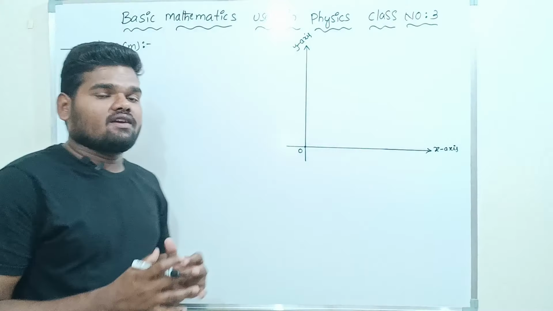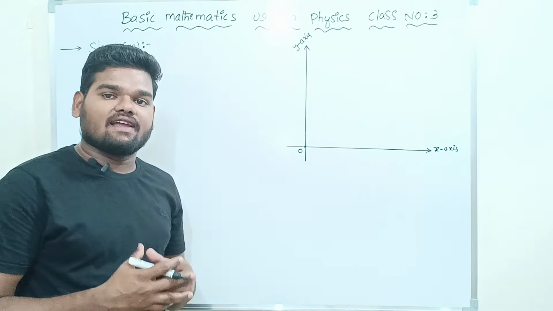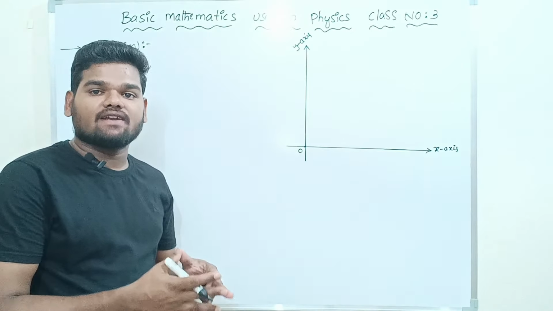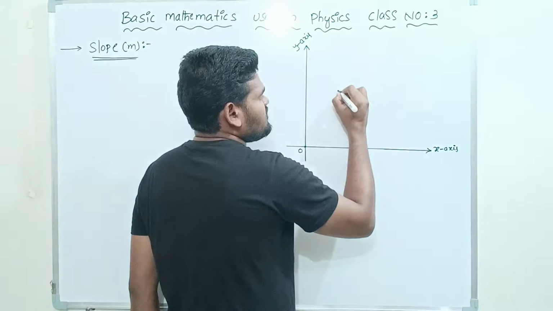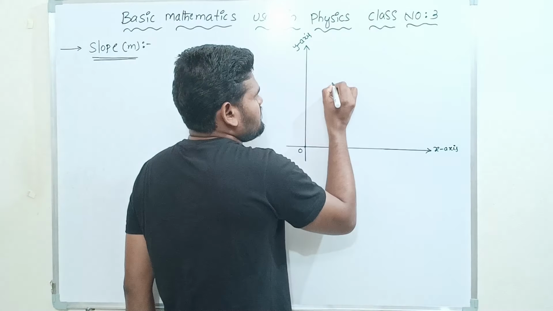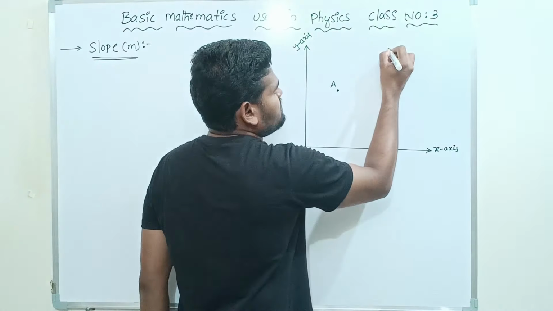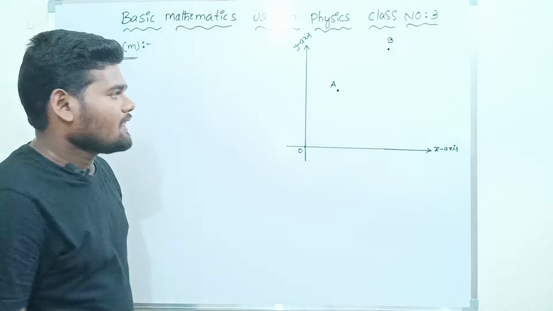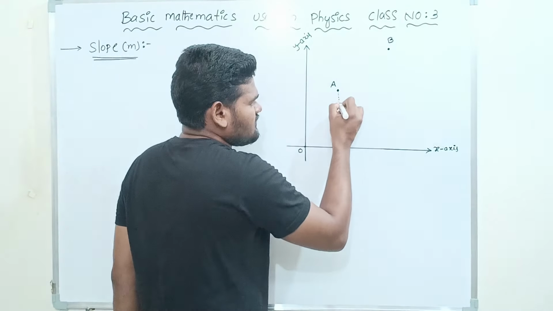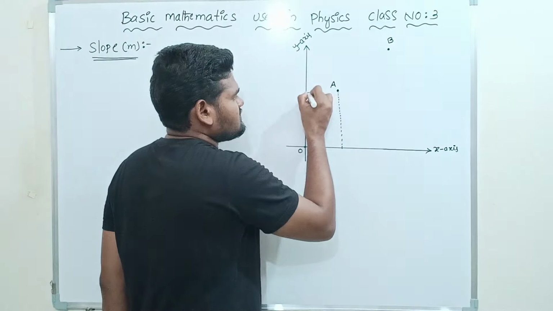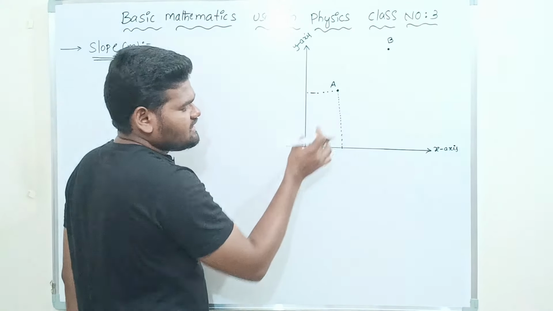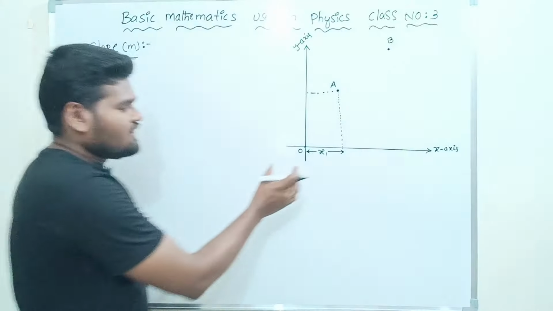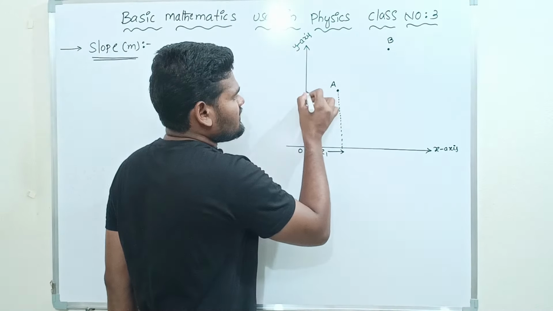To find the slope, we require two points lying in a plane. Right. Now I am going to find the slope of two given points in a plane. So here I have two points. Let us say this is point A and this is point B. These two are lying in a two-dimensional coordinate system. Now this point A is at a distance x1 from the origin on the x-axis. If this is x1, then this is also x1, right?